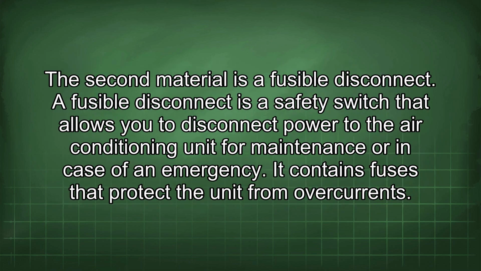The second material is a fusible disconnect. A fusible disconnect is a safety switch that allows you to disconnect power to the air conditioning unit for maintenance or in case of an emergency. It contains fuses that protect the unit from overcurrents.